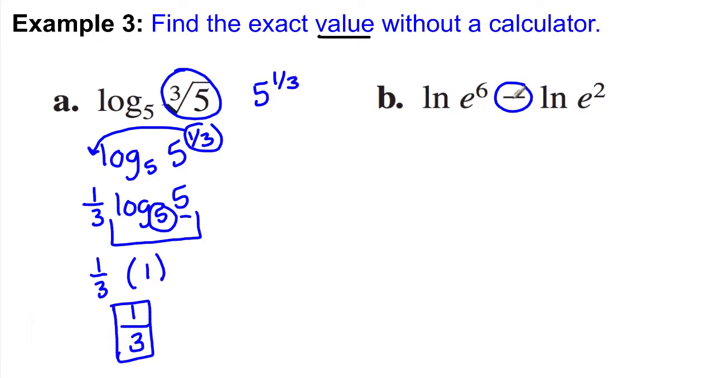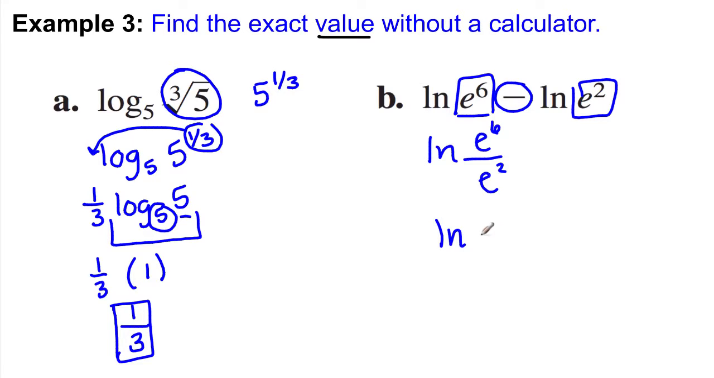And when I'm subtracting, I can go ahead and condense those together and rewrite them as a quotient using the quotient property. So now I have the natural log of e to the 6th divided by e squared. Now we're going to use some basic properties of division from Algebra 1. What do you do when you're dividing numbers of the same base with the exponent? Well, you subtract the exponent. So what's 6 minus 2? That's 4. So together, this equals the natural log of e to the 4th power.